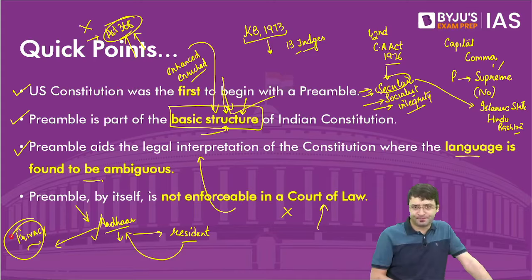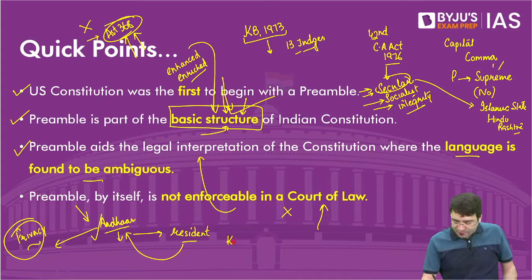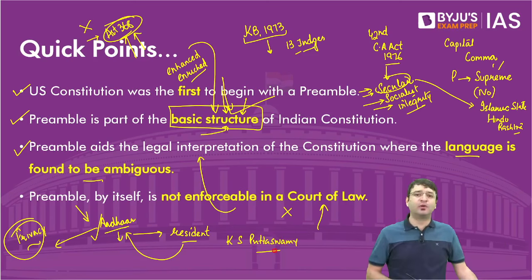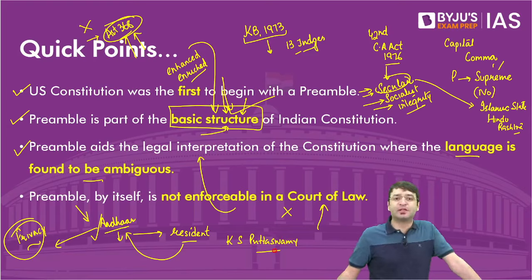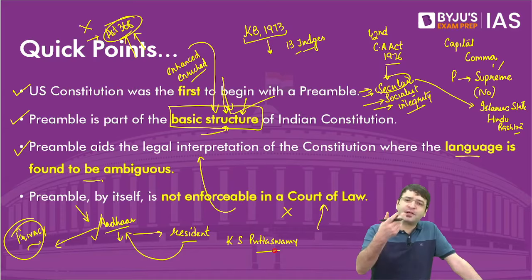Matter went to the court. Former judge of Karnataka High Court, Mr. K.S. Puttaswamy, he approached the Supreme Court and argued that Aadhaar is unconstitutional because it violates right to privacy, which is a fundamental right. The Supreme Court asked the government, what is your take on this matter? Here is a petitioner who has approached us saying Aadhaar scheme violates my fundamental right to privacy. Government said there is no such fundamental right as right to privacy.